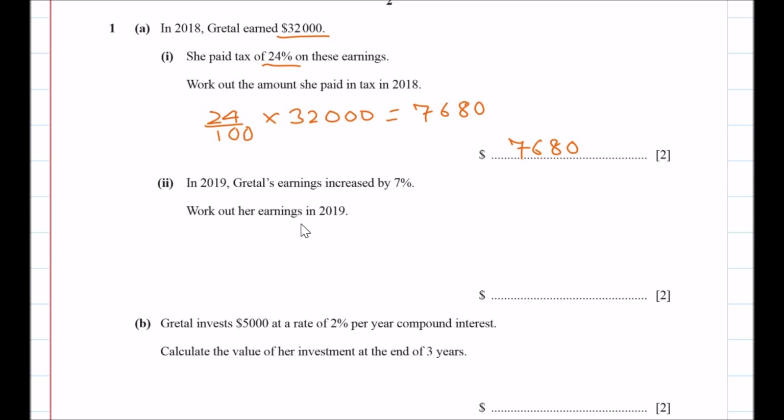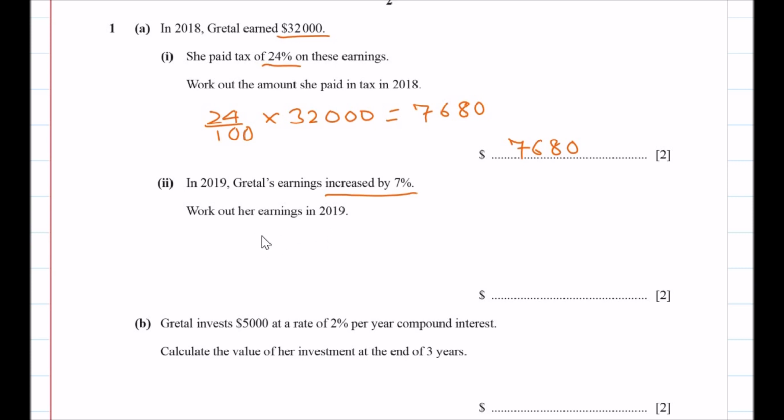Now part 2. In 2019, Gretal's earnings increased by 7%. Work out her earnings in 2019. What does it mean, increased by 7%? It means $32,000 we have to increase by 7%. We can find 7% of $32,000 and then add it to 32,000. But I will show a simple method for this. In one step you can write the answer.